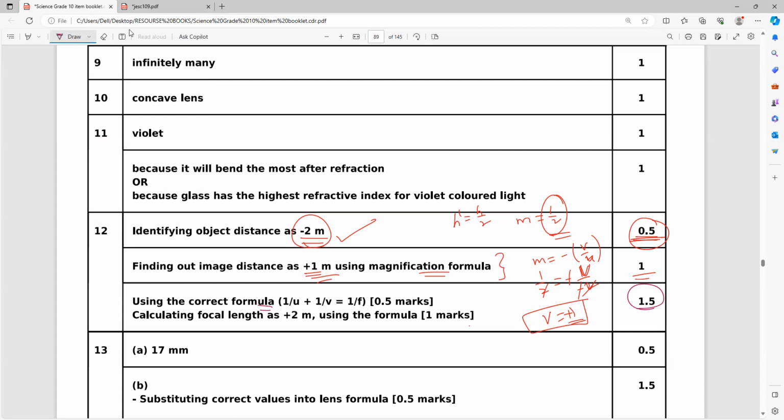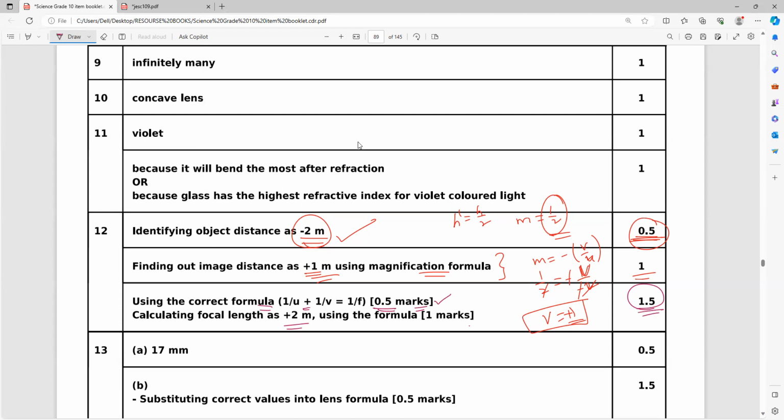Next, 1.5 marks for what? Using the correct formula. That's why, see, I mistakenly used minus, but Hari rectified it. That's good. So if you use the lens formula instead of the mirror formula, you will get +2. We got it. But for the formula, how many marks? In that 1.5, for the formula, how many marks? Half mark. Do you understand?